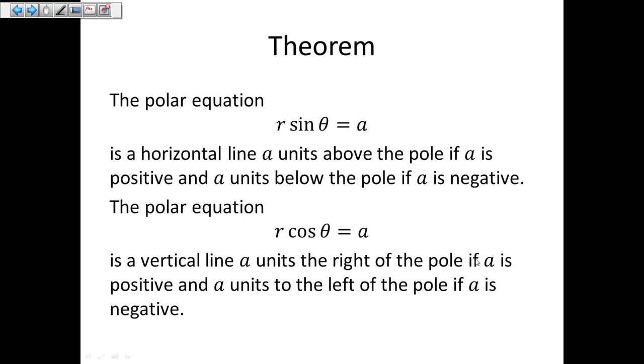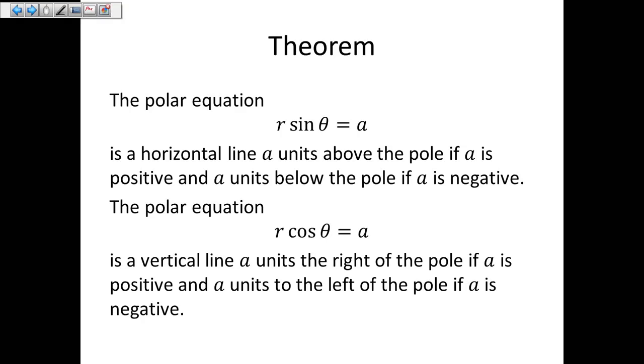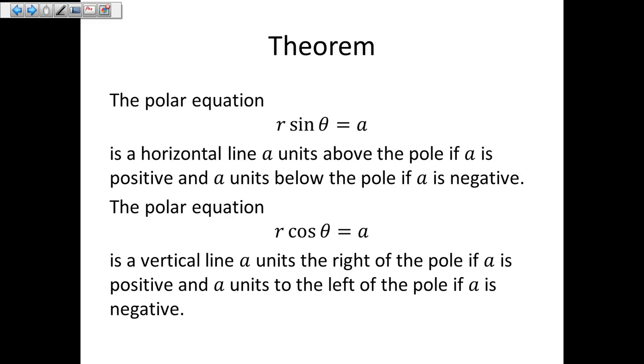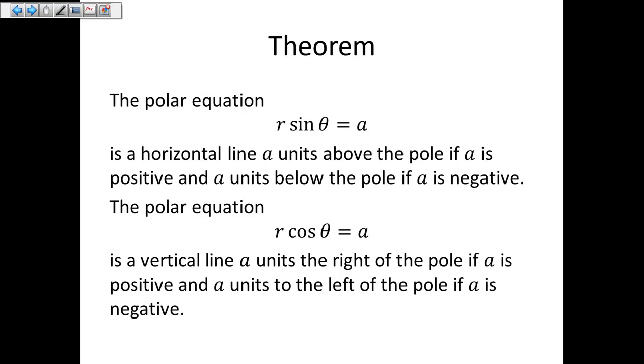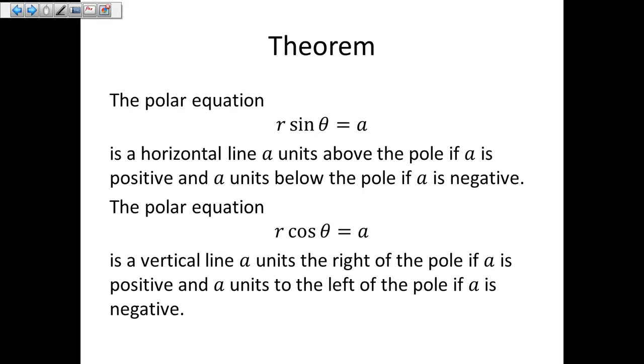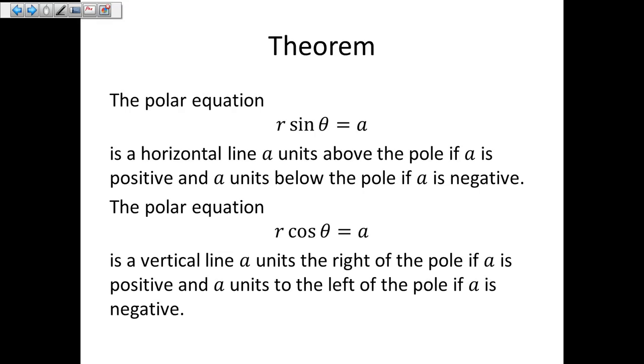Now here's a theorem. Whenever you see r sine theta equals some number a, now it has to be some real number like -2 or the square root of 3, that is going to be a horizontal line. If a is positive, the horizontal line is above the pole. If a is negative, it's below the pole. Similarly, whenever you see r cosine theta equals some number a, it's a vertical line. If a is positive, it's to the right of the pole. If a is negative, it's to the left of the pole.